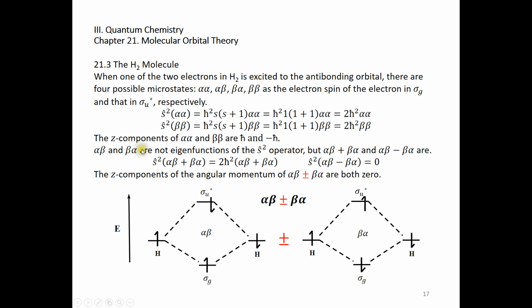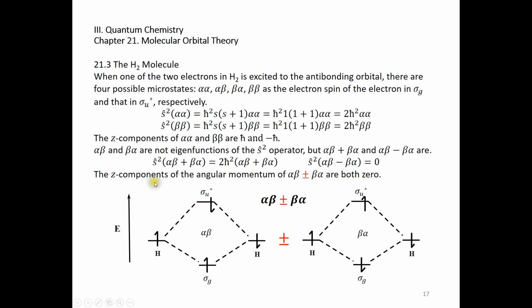Neither alpha beta nor beta alpha is an eigenfunction of the S squared operator. But if we do a linear combination, either alpha beta plus beta alpha or alpha beta minus beta alpha, they both could be eigenfunctions of this S squared operator. We can apply this S squared operator to alpha beta plus beta alpha, and we get eigenvalue 2 h bar squared. So this eigenvalue 2 h bar squared is exactly the same as the others. Now if we apply the same S squared operator to alpha beta minus beta alpha, these two actually cancel, and you're going to get 0. The z components of the angular momentum of alpha beta plus or minus beta alpha are both 0.